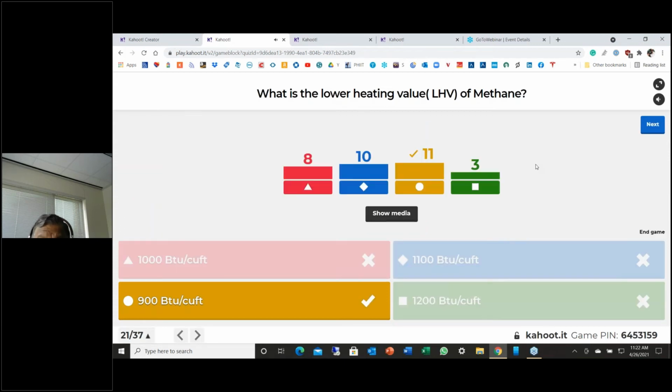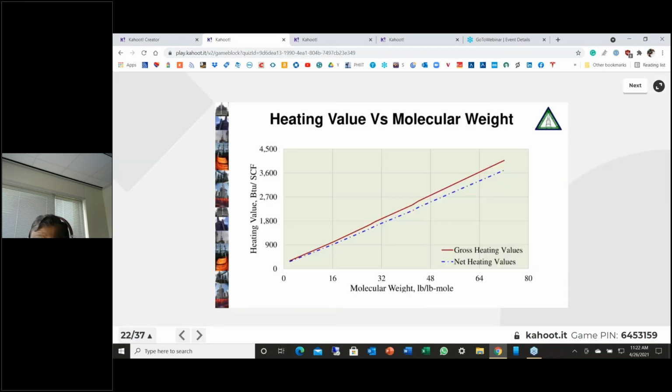Well, the correct answer is 900 BTU per cubic feet. I think some of you put 1,000, some of you put 1,100, which was very close. So that's the heating value of methane.